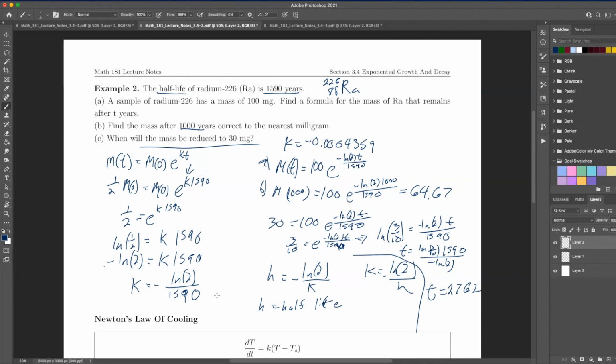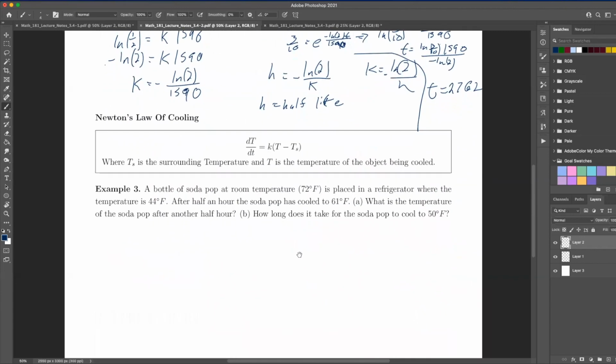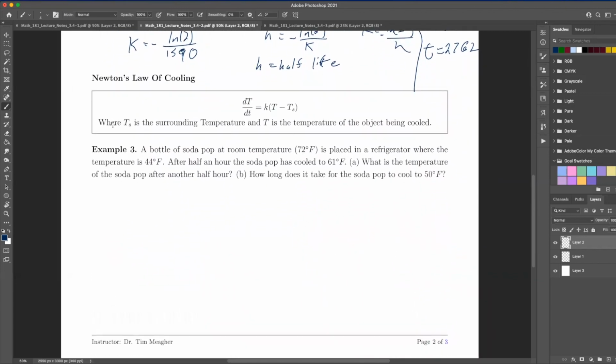All right, so let's do the last one real quick. Let's do Newton's law of cooling, and then we'll go to the next section. All right, so here's Newton's law of cooling.